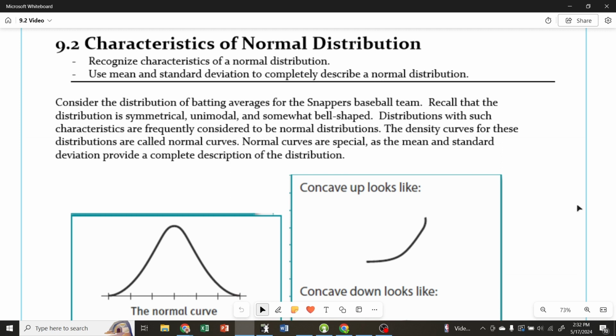So, we're going to consider the distribution for batting averages for the Snappers baseball team that we did in the last unit. Recall that the distribution is symmetrical, unimodal, and somewhat bell-shaped. Distributions with such characteristics are frequently considered to be normal distributions. The density curves for these distributions are called normal curves, and normal curves are special as the mean and standard deviation provide a complete description of the distribution.